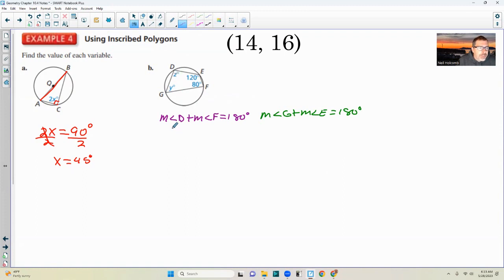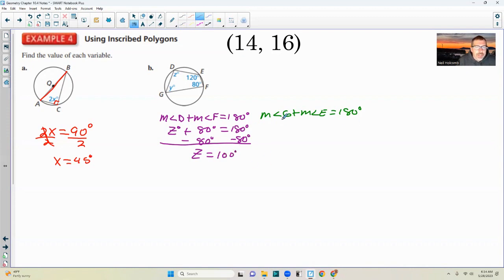So the measure of angle D, substitute, is Z degrees, plus the measure of angle F is 80 degrees, equals 180 degrees. Solve for Z by subtracting 80 degrees from each side. And 80 minus 80 is 0, 0 plus Z is Z. So Z equals 180 minus 80, or 100 degrees.